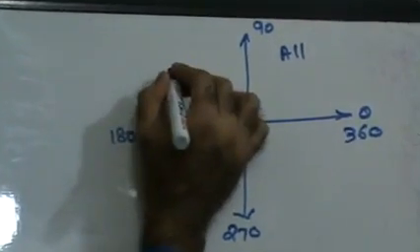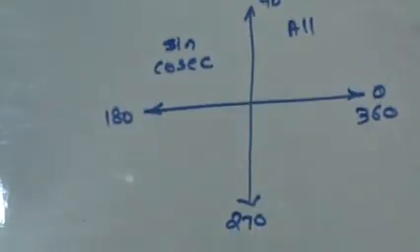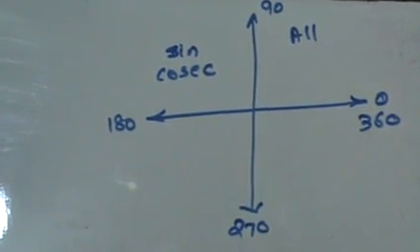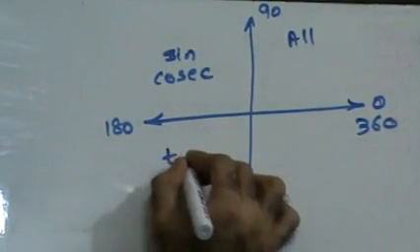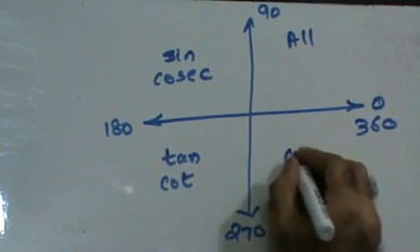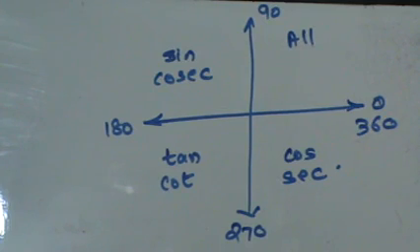In the second quadrant, sine and cosec ratios are positive. In the third quadrant, tan and cot ratios are positive. In the fourth quadrant, cos and sec ratios are positive. So depending upon which quadrant your angle is in, you will find out whether it is positive or negative. Right? Do you get this?